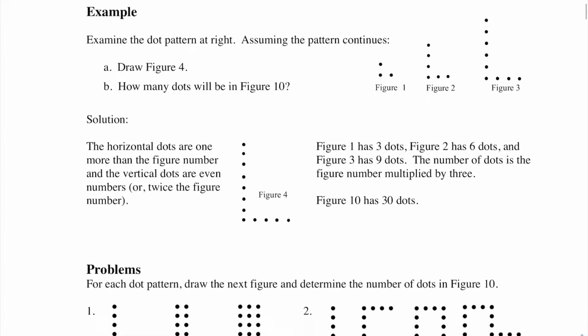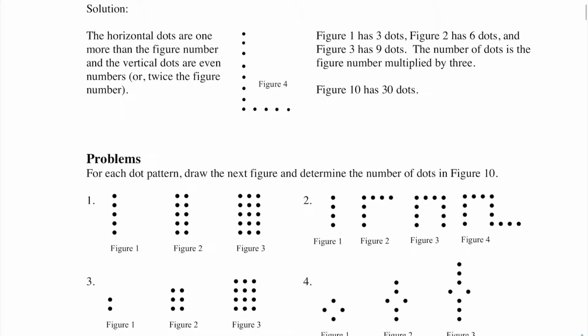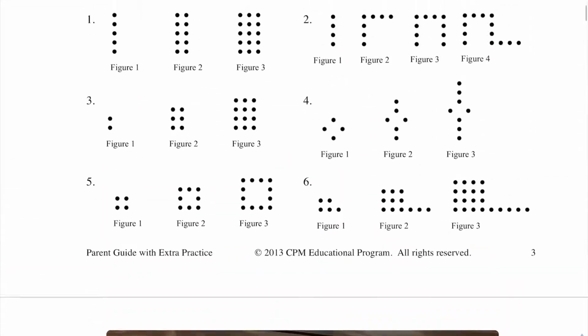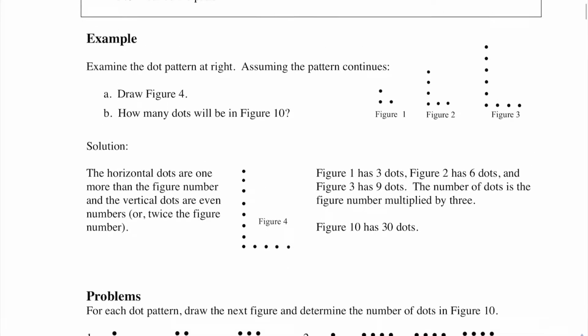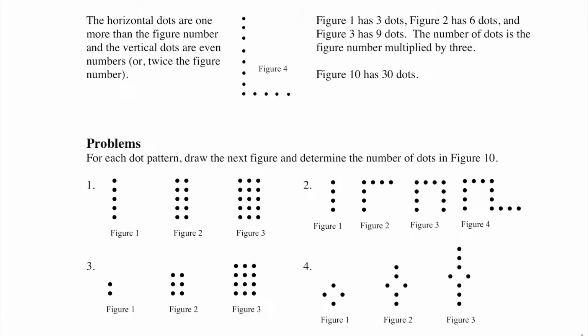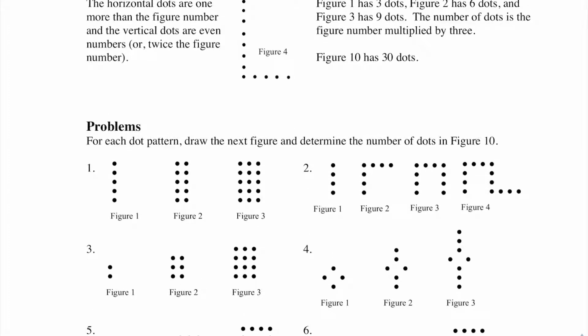Okay, so there are a few things that are going to happen here with these problems. But before we get into them, make sure you cover up your answers, because otherwise that'll defeat the purpose. So again, as I was saying, there are a few things we're going to do in these problems. It says for each dot pattern, we're going to draw the next figure. That's the first step. Draw the next figure, and then we need to determine the number of dots in figure 10. So if we were to continue drawing these, we're going to count the dots in figure 10.